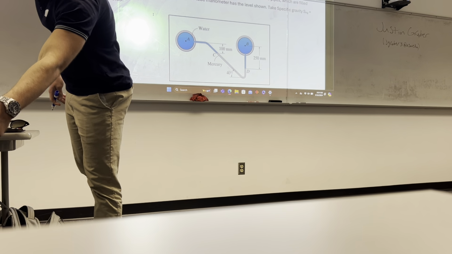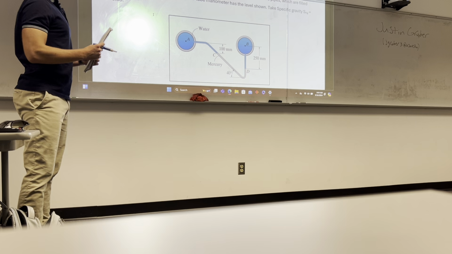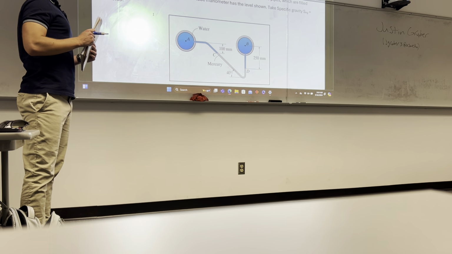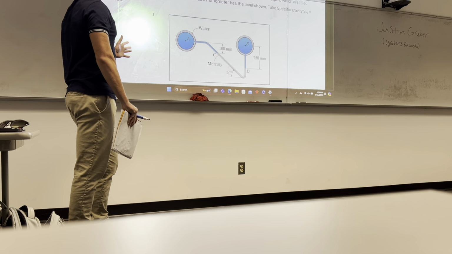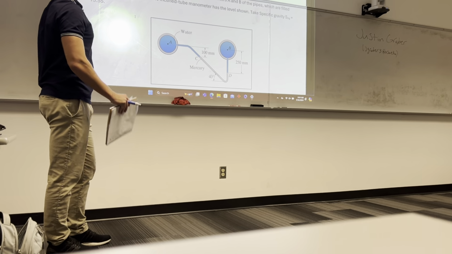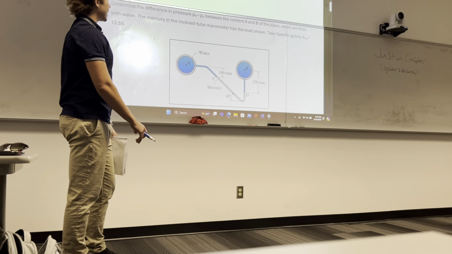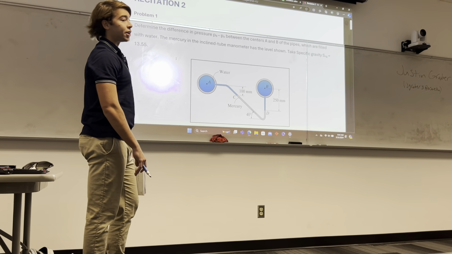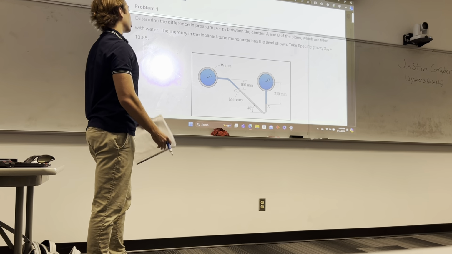So this first problem, we're going to be dealing with a manometer. And we want to find the difference in pressure PB minus PA between the centers A and B of the pipes which are filled with water. The mercury in the inclined tube manometer has the level shown, and takes specific gravity S of Hg equal to 13.55.